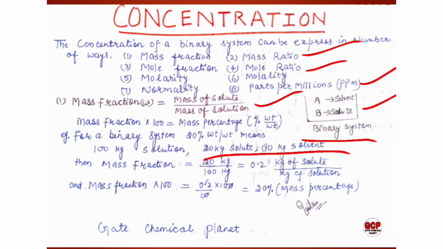So now we can calculate the mass fraction. Mass fraction will be equal to the mass of solute, which is 20 kilograms here, divided by the mass of solution, which is 100 kilograms. So the final answer for mass fraction will be 0.2 kilograms of solute per kilogram of solution. Similarly, if we multiply the mass fraction by 100, we will get the mass percentage, which is 20%. So I think it is clear to all the students. Now we will move on.